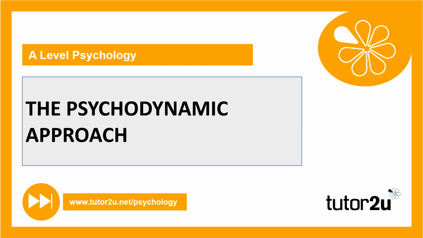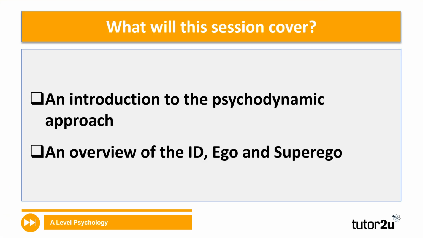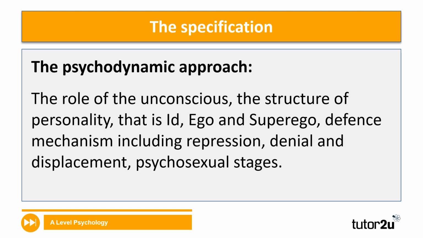Welcome. We're going to be taking a look at the psychodynamic approach in this session. So what we'll cover specifically in this session is an introduction to the psychodynamic approach, and then we'll be doing an overview of the id, ego, and superego. So we'll just begin with the specification for the psychodynamic approach, and as you can see there, it includes a number of things: the role of the unconscious, the structure of personality, defense mechanisms, and psychosexual stages.